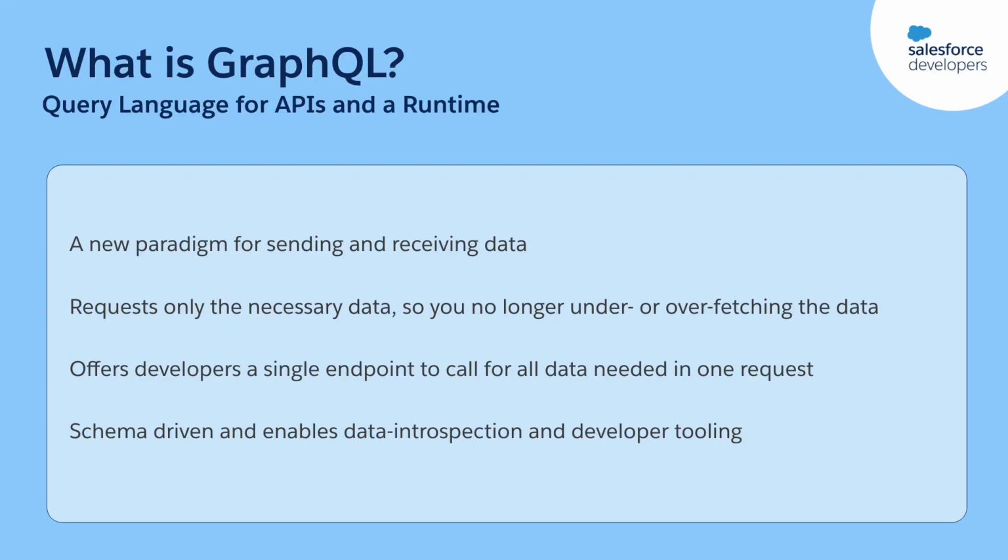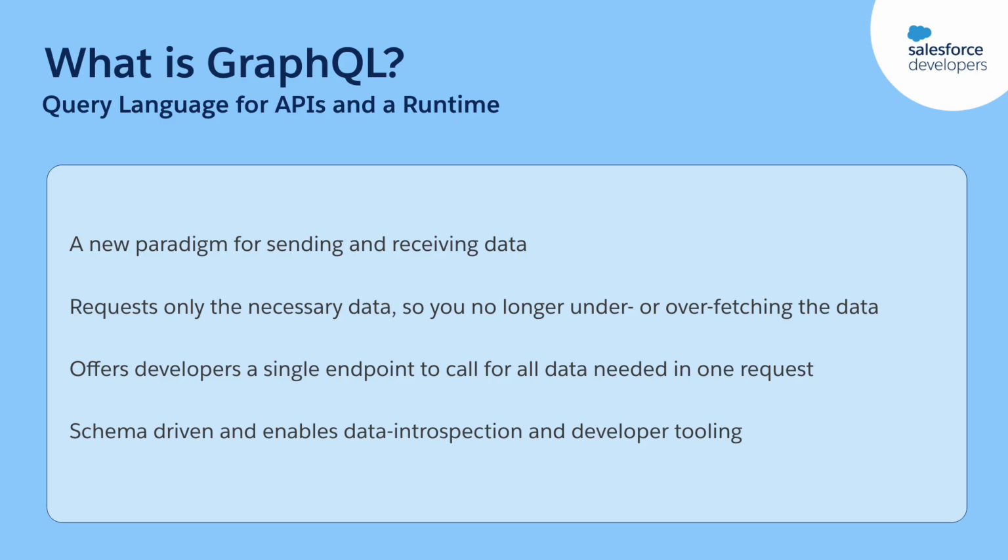GraphQL is a new paradigm for sending and receiving data. It provides a query language for APIs and a runtime to run those queries. The apps that call GraphQL APIs are often much more performant than those that use traditional REST APIs. The GraphQL API requests only the necessary data, so you no longer under or overfetch the data.